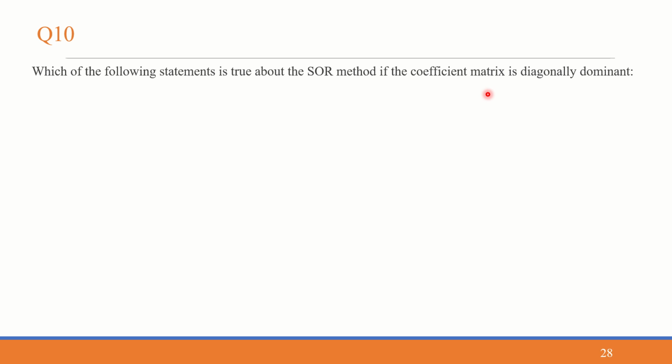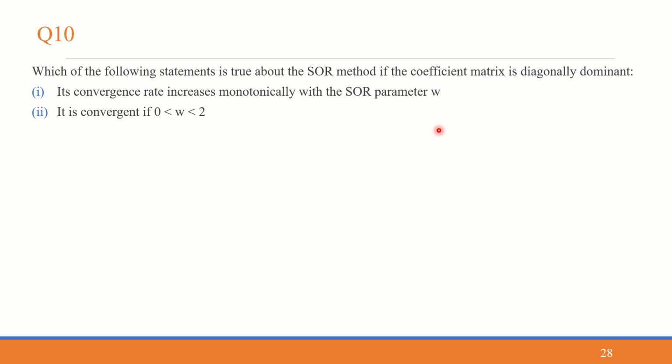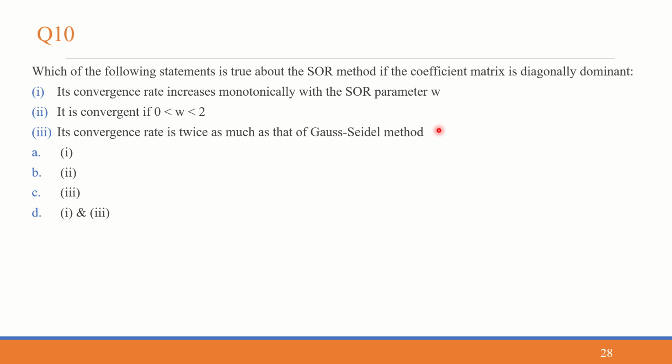First one, its convergence rate increases monotonically with the SOR parameter omega. Second, it is convergent if omega is between 0 and 2. And third one, its convergence rate is twice as much as that of the Gauss-Seidel method. So options are option A 1, option B 2, option C 3, option D 1 and 3. So just take a minute and find out the answer. We will discuss it.